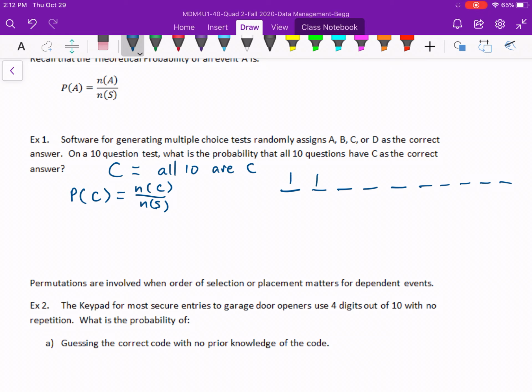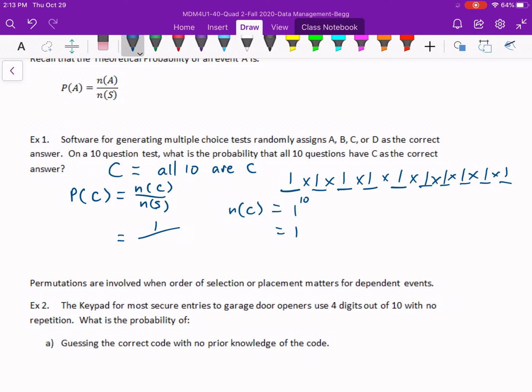Same as there's only one way to do question 2 and have C as its answer. And there's only one way for C to be the answer of question 3. There's one way only for each and every one of these questions to have C as the answer. And using the fundamental counting principle, we do multiply these together. 1 times 1 times 1, 10 times, can be thought of as 1 to the 10, and that is our N of C. So that just equals 1. So N of C equals 1.